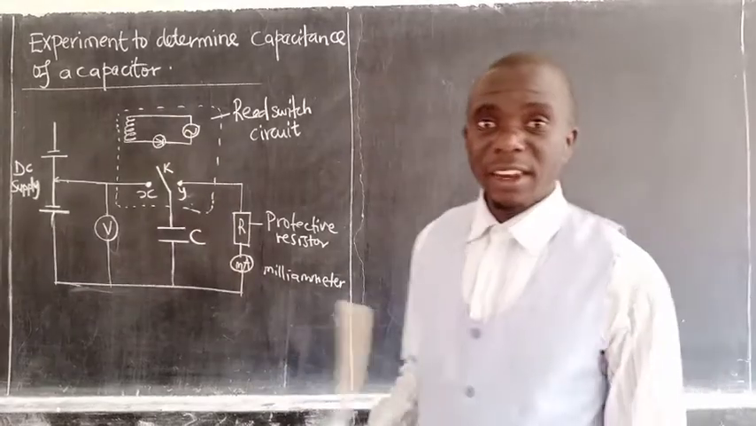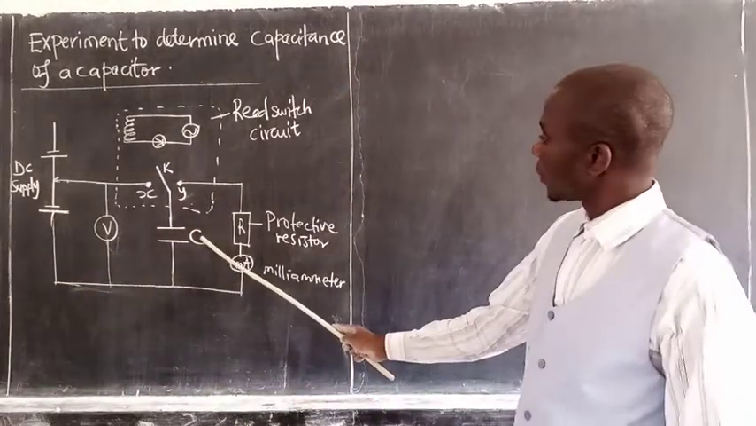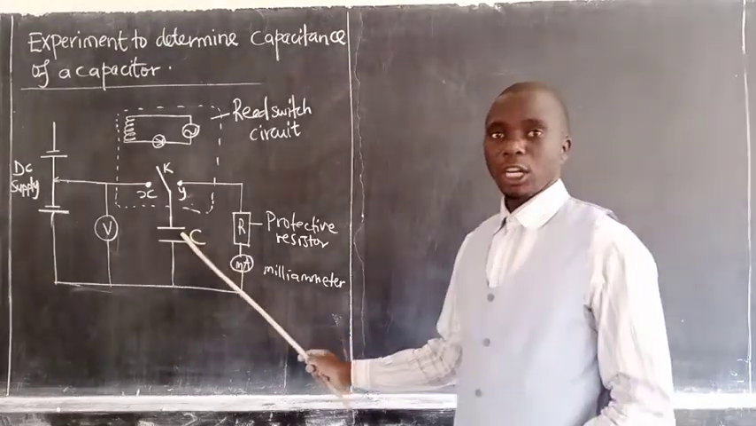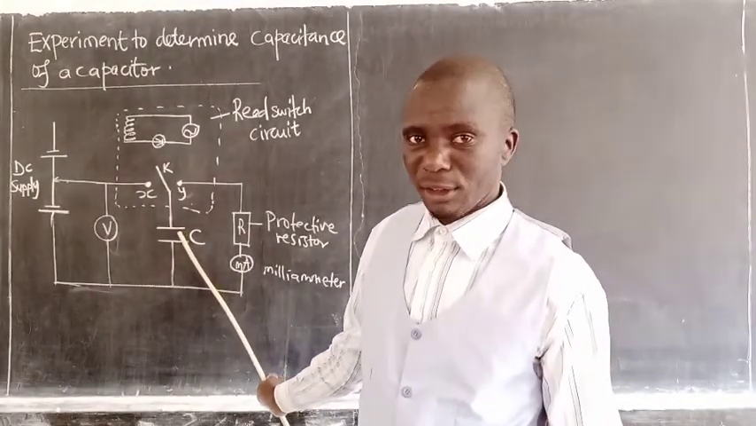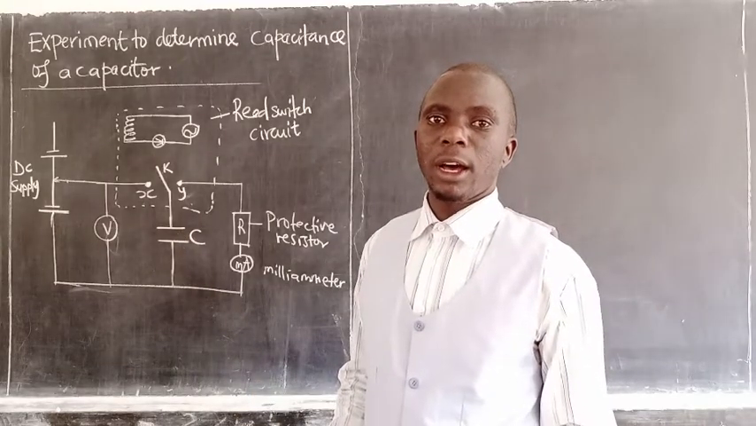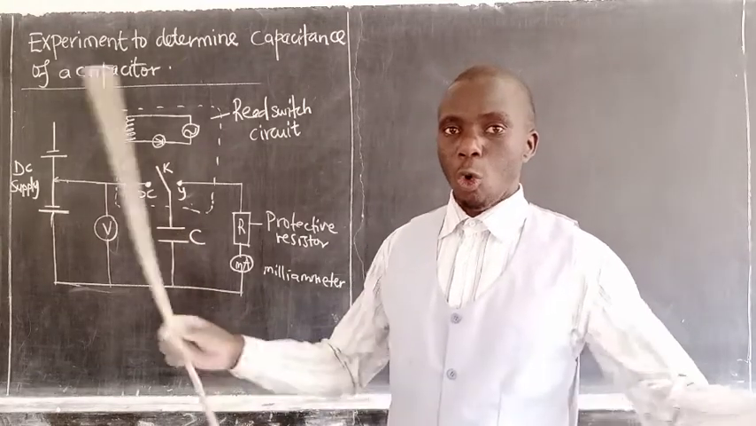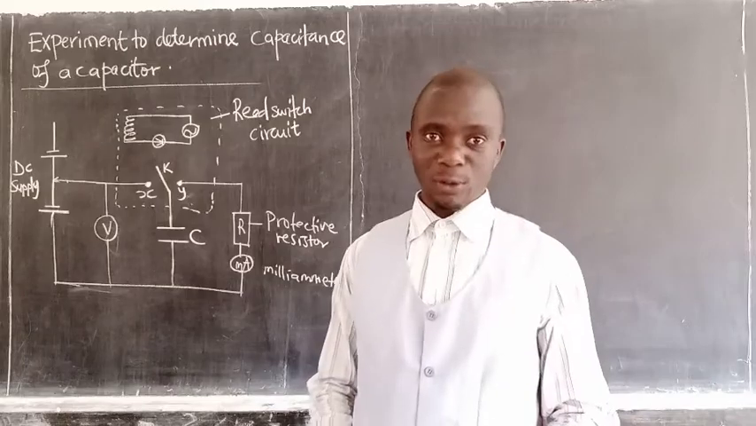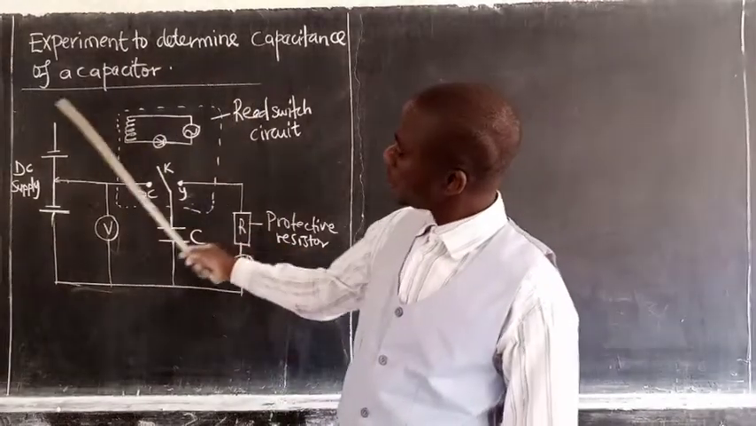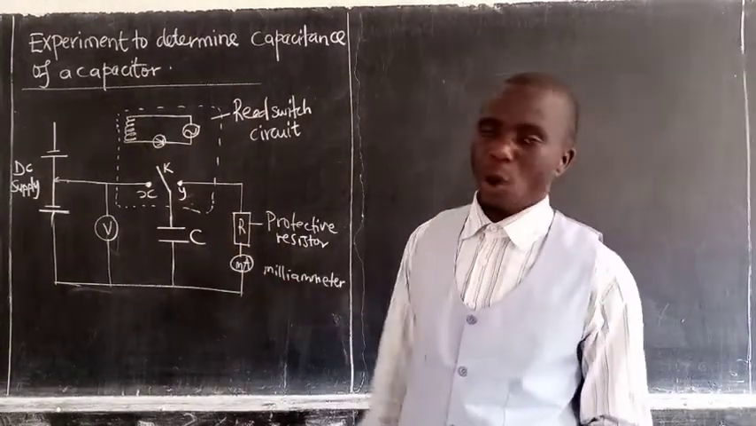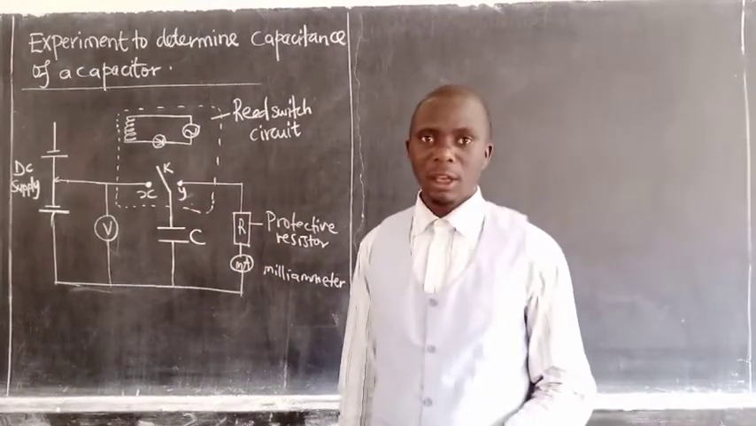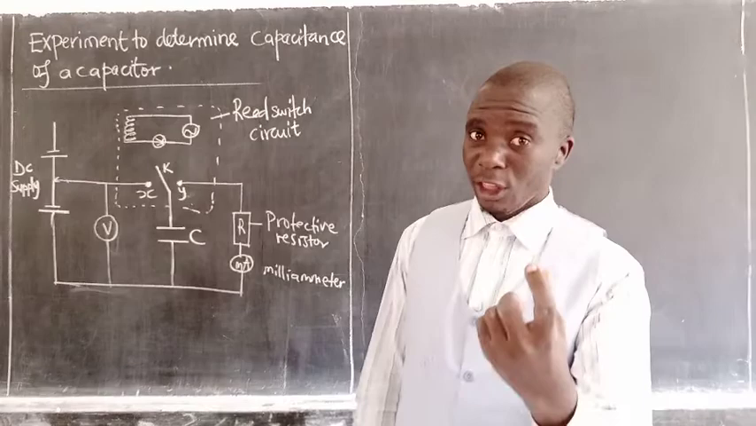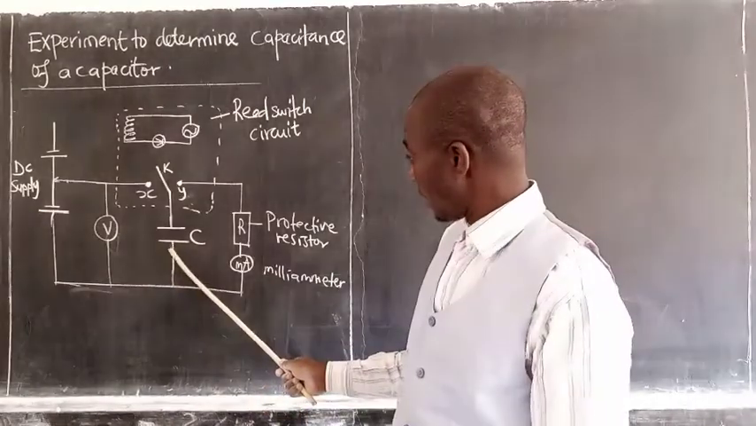You are given a capacitor and you don't know its power, you don't know its capacity, and you are actually asked to tell us what is the capacitance of that capacitor, and you are given all the requirements. You are given the reed switch circuit arrangement. How do you determine the capacitance of that capacitor?